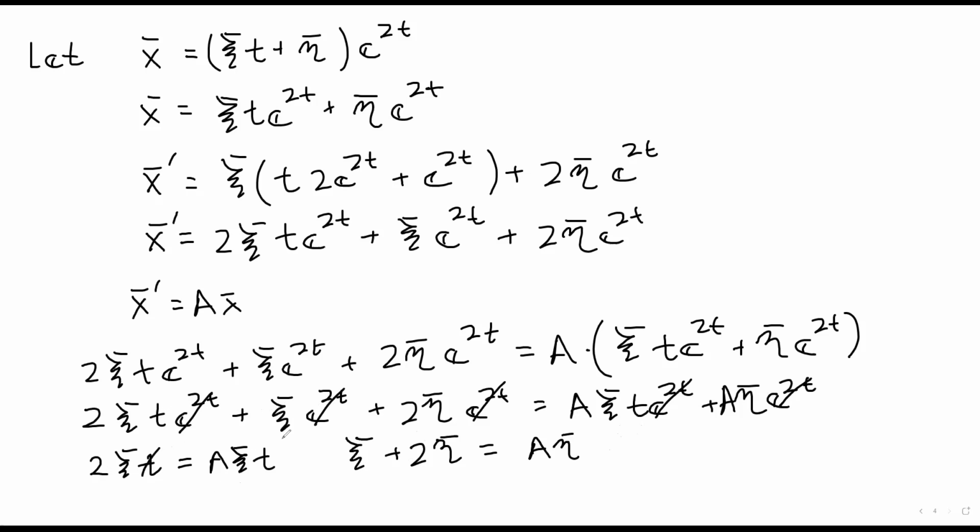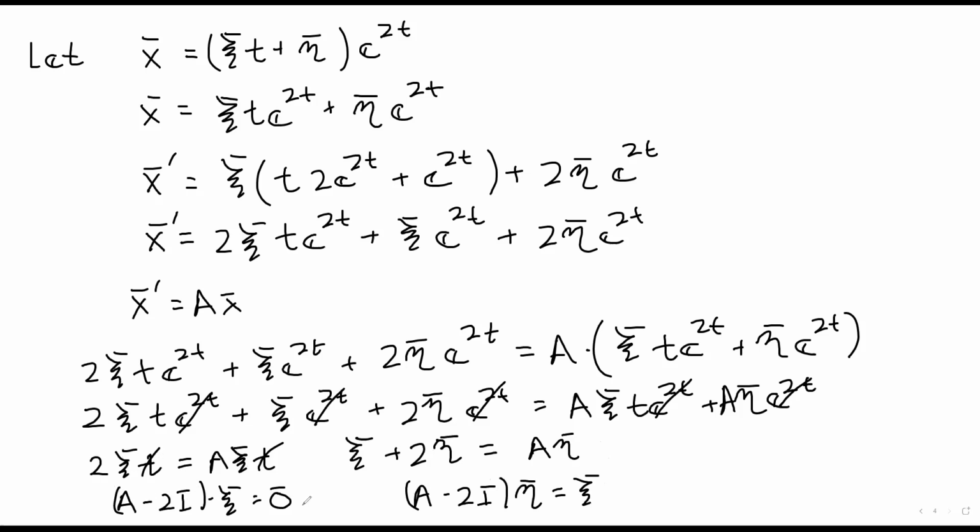All right, and then here you can cancel the t's. If you rewrite this, we can move the 2 over, and this is going to turn into A minus 2I times xi equals 0. And then here, if you move this over and swing this around, you're going to get A minus 2I times eta equals xi. So you get these two equations.